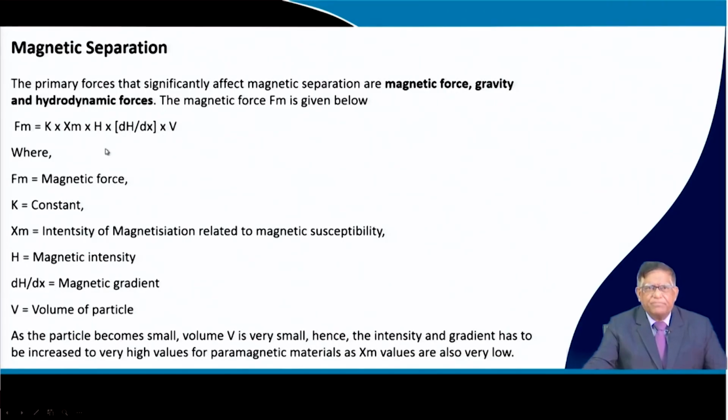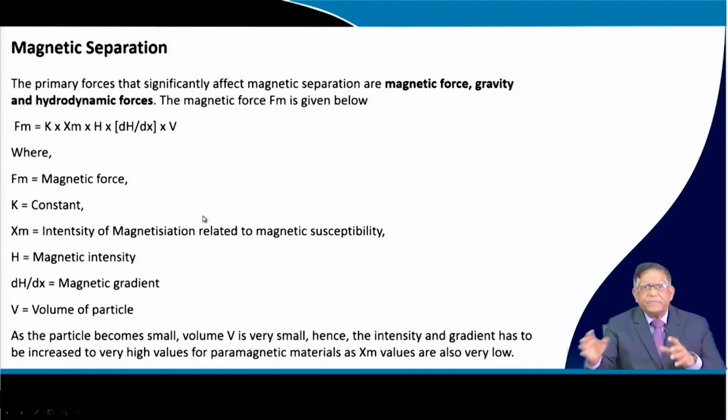This is one of the very common equations you will find, where the magnetic force is related to k, which is a constant, and then the intensity of magnetization, which is related to the magnetic susceptibility, and we have the magnetic intensity H here, and then the gradient, that is the magnetic gradient, and then the volume of particles.